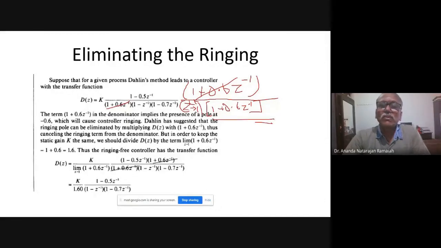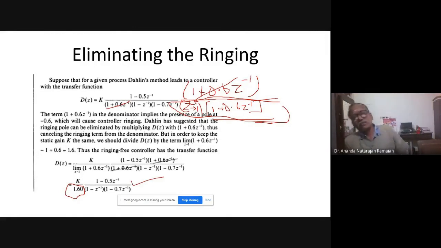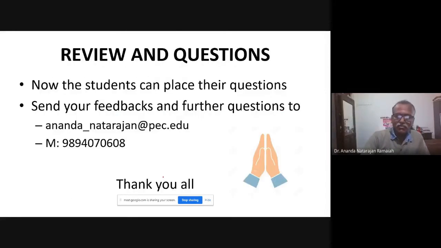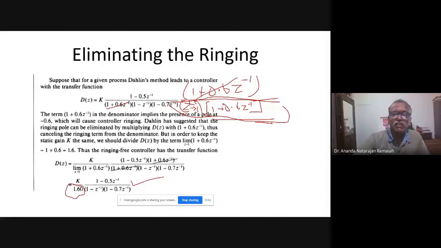Z tends to 1, 1 plus 0.6 z power minus 1. So these two get cancelled and this will be there. So for the final controller, instead of 1 plus 0.6 z power minus 1, we are substituting 1.6 here. So the controller will be ringing free. Now let us see some simulations.